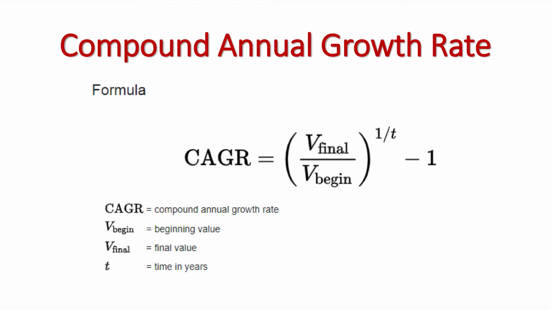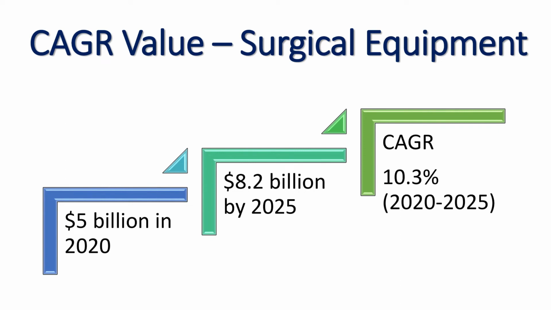There is a formula given for CAGR, and we've also seen that formula in episode 15. So today we want to see with certain examples how CAGR reflects whether we are working for a progressive industry or not. There are different market report publishers that frequently publish the CAGR of different industries. For example, the CAGR value of surgical equipment shows its initial value at $5 billion in 2020 and $8.2 billion by 2025. So this shows a CAGR of 10.3% from 2020 to 2025.